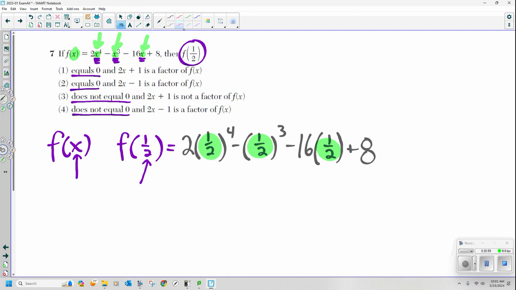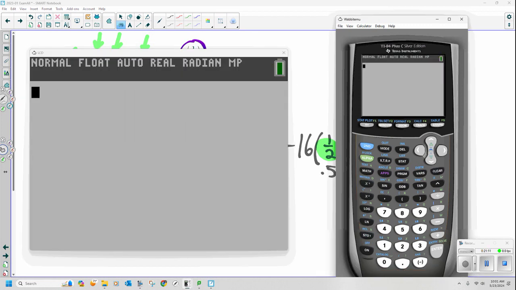I hope you can see I'm just putting a 1/2 where the x's were. And if I'm going to use a calculator, instead of 1/2, I can put 0.5, which is what I'm going to do so I don't have to create fractions. It's the same thing. I should get the same answer. Let's clear this out. I've got 2 times 0.5, and we're going to raise that to the 4. Minus 0.5 cubed. I got a little button clicky happy, and I did not pop off that exponent. Minus 0.5 cubed. All right, then we got minus 16 times 0.5 plus 8. Is that 0? It is.